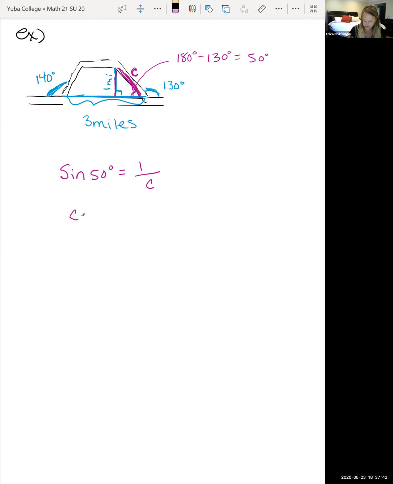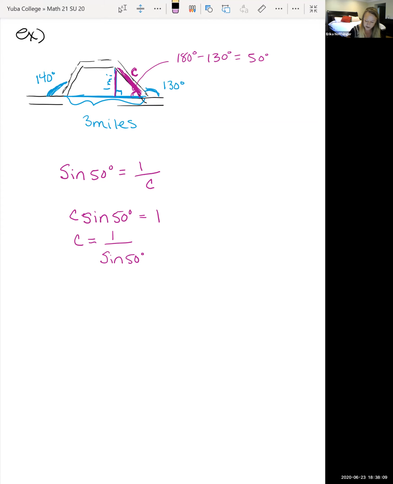So we can get C by itself by multiplying first both sides by C. So we would have C times sine of 50 degrees is equal to 1. So now we want to divide both sides by sine of 50 degrees to get that length. So C has a length of 1 over sine of 50 degrees. Okay, so we figured out what this piece of our highway is.